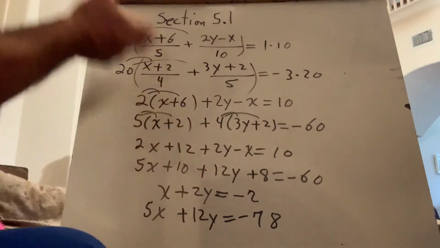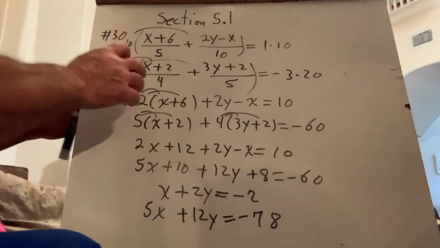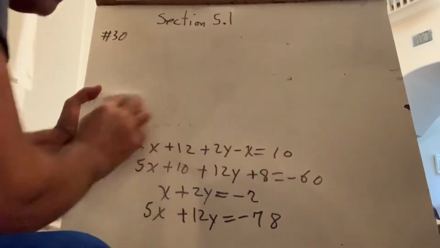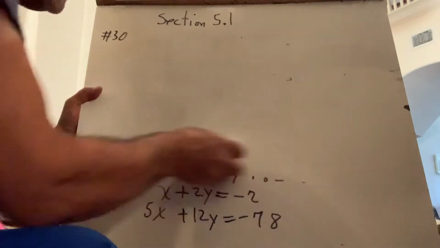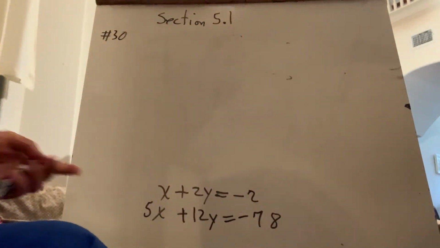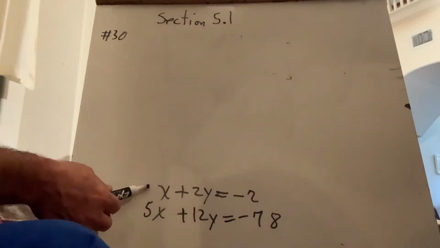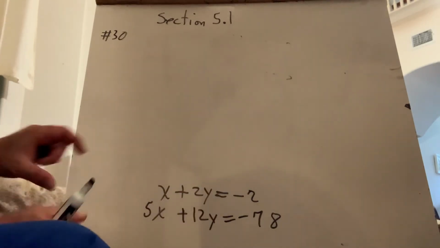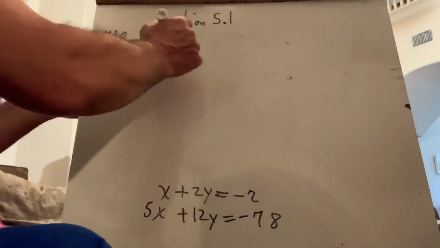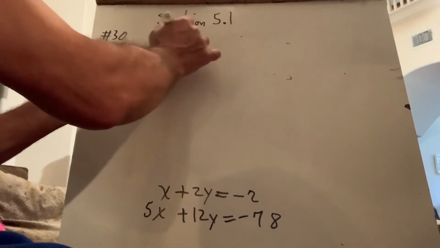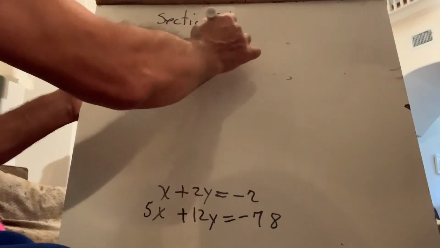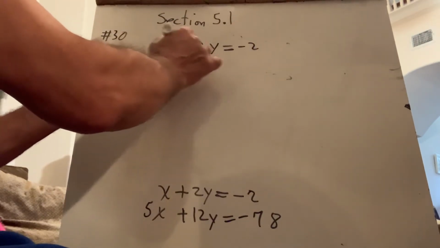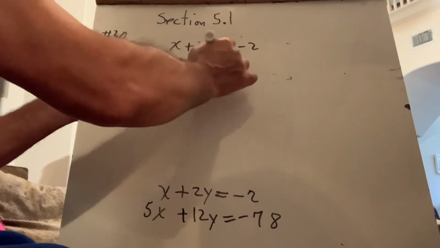I'm going to erase this so I can move this two upstairs so we can decide which variable to eliminate. So now is the time to decide on our elimination, okay? As you can see, obviously the easiest one probably is going to be x. Because all you have to do is multiply this top equation by -5. Then you add them, and you eliminate the x. So I'm going to go ahead and write the top equation again. x plus 2y equals -2. Also 5x plus 12y equals -78.